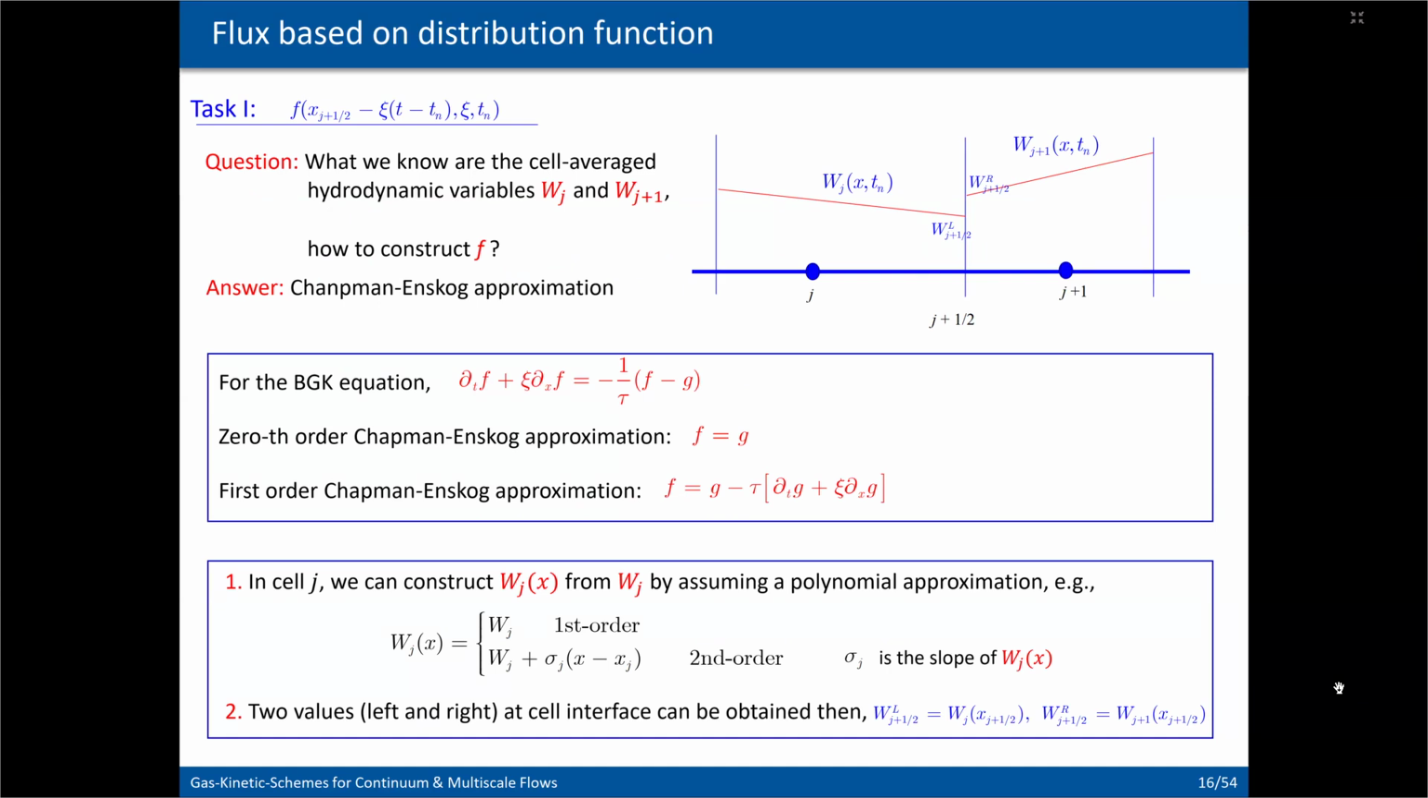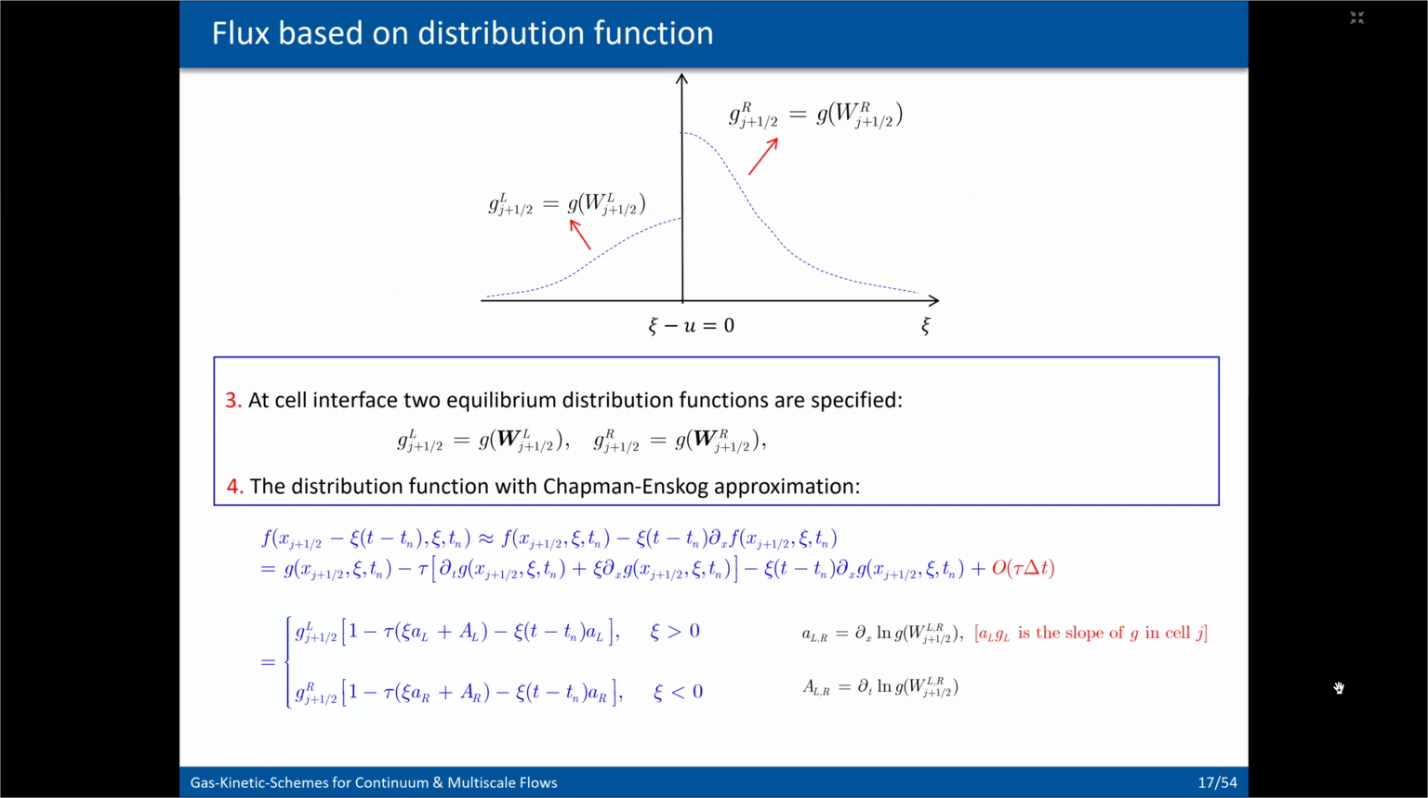The first step is, based on the cell averaged hydrodynamic variables, we reconstruct the distribution of the hydrodynamic variables in each cell. We can construct using first order or second order polynomial distribution functions. And then from the reconstruction, we can obtain 2 values at each interface. The L represents the information from the left cell, and the other one is from the right cell. So the reconstruction gives 2 values of the hydrodynamic variables on the interface.